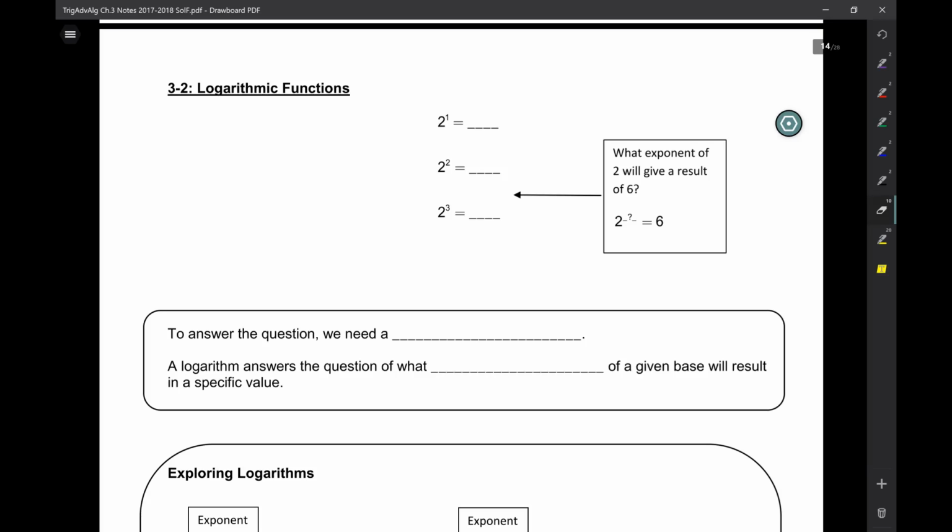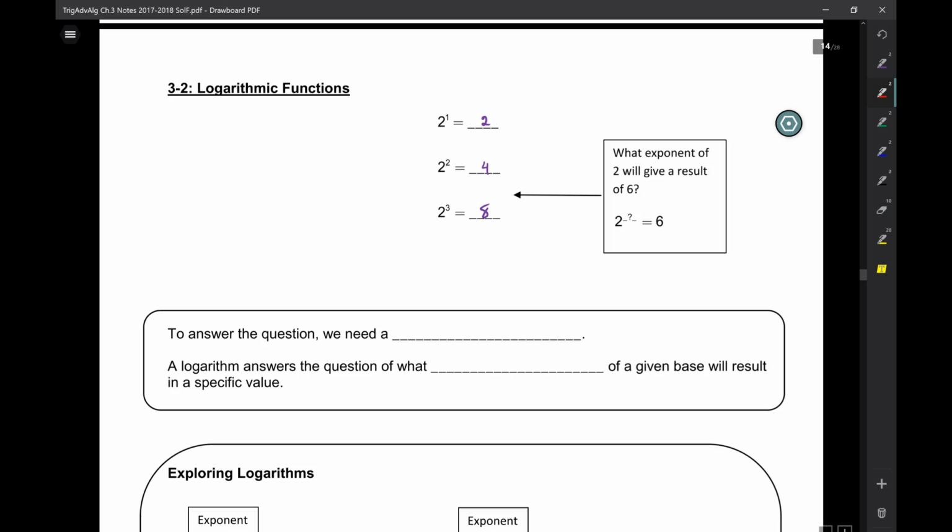Logarithms. All right, so if we're talking about powers, let's talk about powers of 2. Let's just start very slow. 2 to the power of 1 will give us how much? 2. And then increase the exponent, 2 squared will give us 4. And then increase the exponent again, 2 cubed will give us 8.